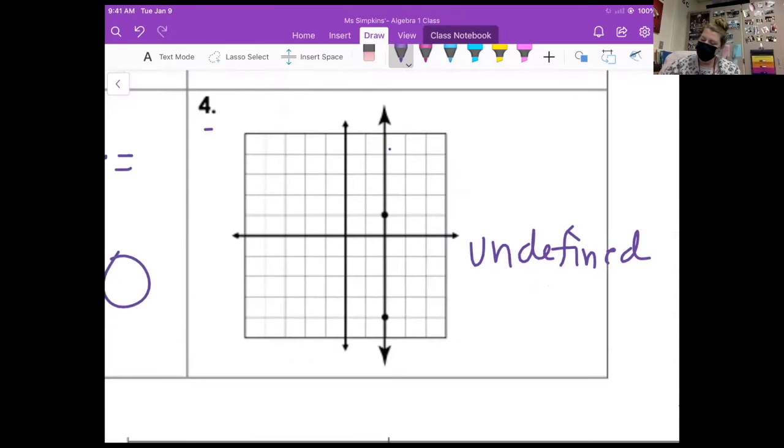How far up are we traveling? 1, 2, 3, 4, 5. How far to the right? 0. We can't divide by 0. So we call that undefined. If you ask Siri to divide something by 0, she'll tell you why. Okay, it's a pretty funny explanation.